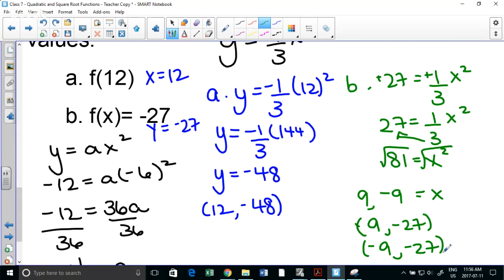So just as a reminder, when you're working backwards with quadratic functions, you end up with two different possibilities. It's x squared because this is a quadratic function. So a quadratic function or parabola has x squared.